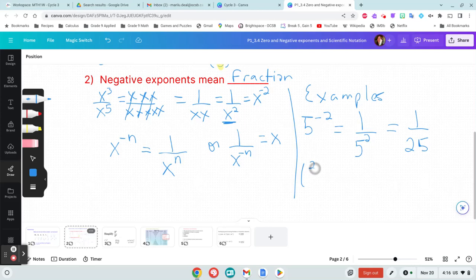Another example would be 2 over 5. If I have that to the power of negative 2, to make it positive, I'm going to get the reciprocal. So I have 5 over 2 squared. And then when I evaluate that, I square the numerator to get 25. And then I square the denominator, which is going to be 4. And I'm going to leave that. So let's look at a few more examples of this.